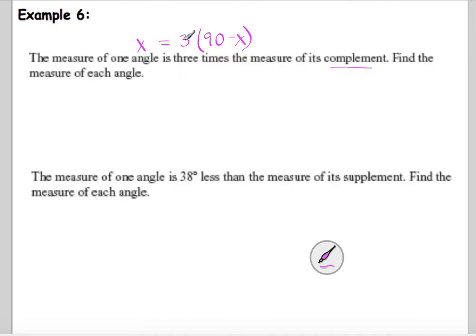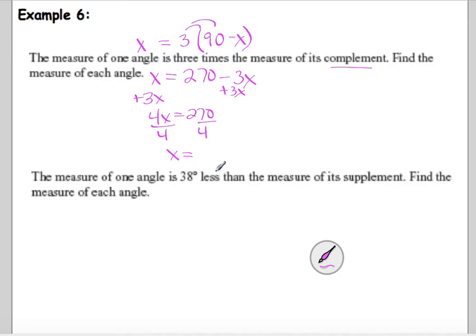To solve this, I'm going to distribute the 3, so it's x equals 3 times 90 is 270, and then 3 times negative x is negative 3x. Then we're going to add 3x to both sides to get our x's on the same side, which gives us 4x equals 270. Dividing by 4 to get x alone gives me that x is 67.5. So that is the one angle that they're referring to.